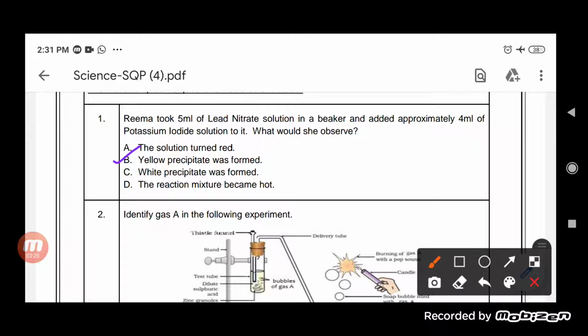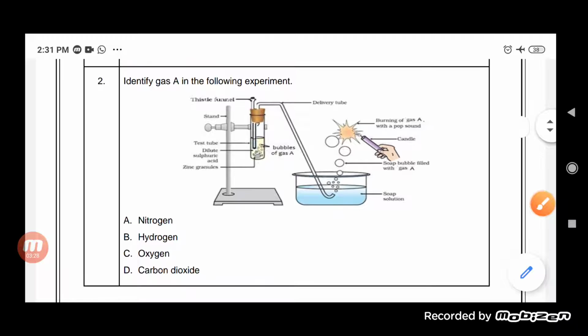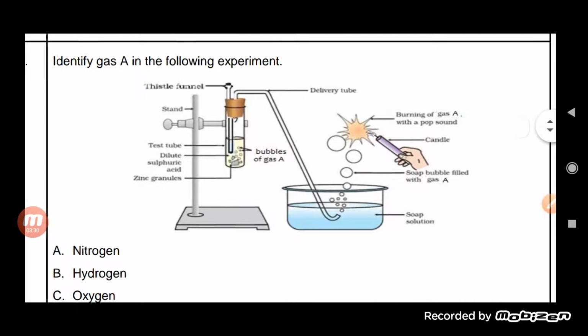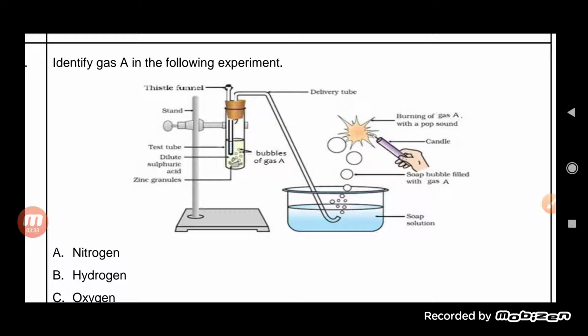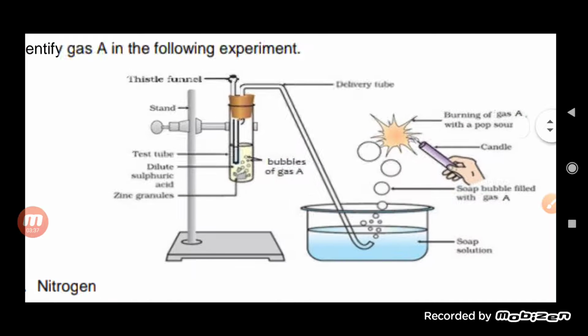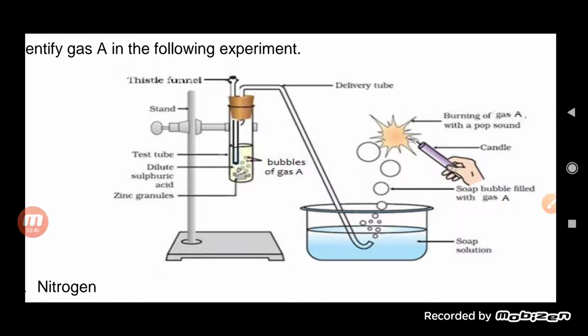Let us see the second question. You can see it here in the picture itself. Identify the gas which is released in the following experiments. Now see here, in the test tube it is written dilute sulfuric acid, and zinc granules are there. Suppose you have taken the dilute sulfuric acid and you added the zinc granules, students, what will happen? Now see here, it is fitted with a cork and a delivery tube.